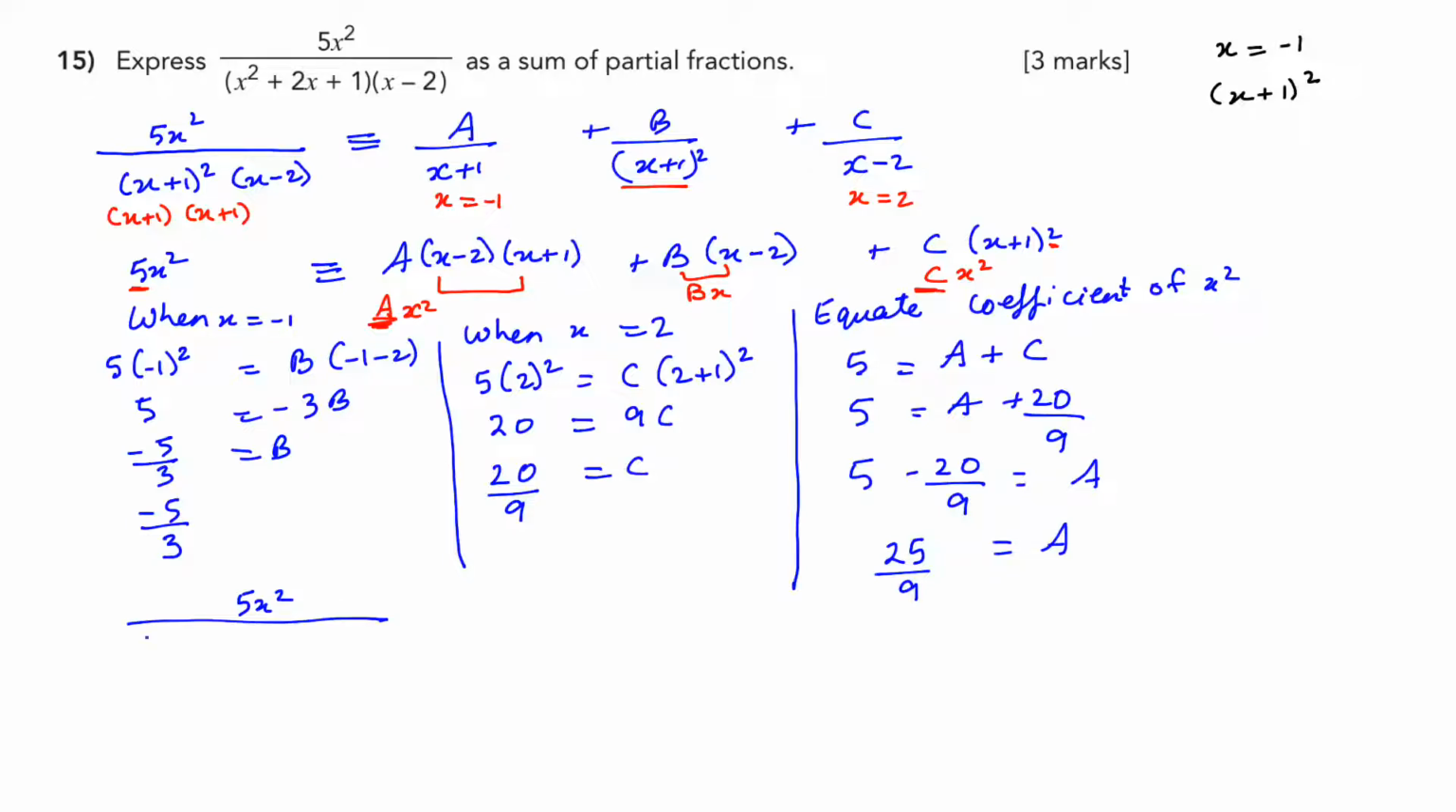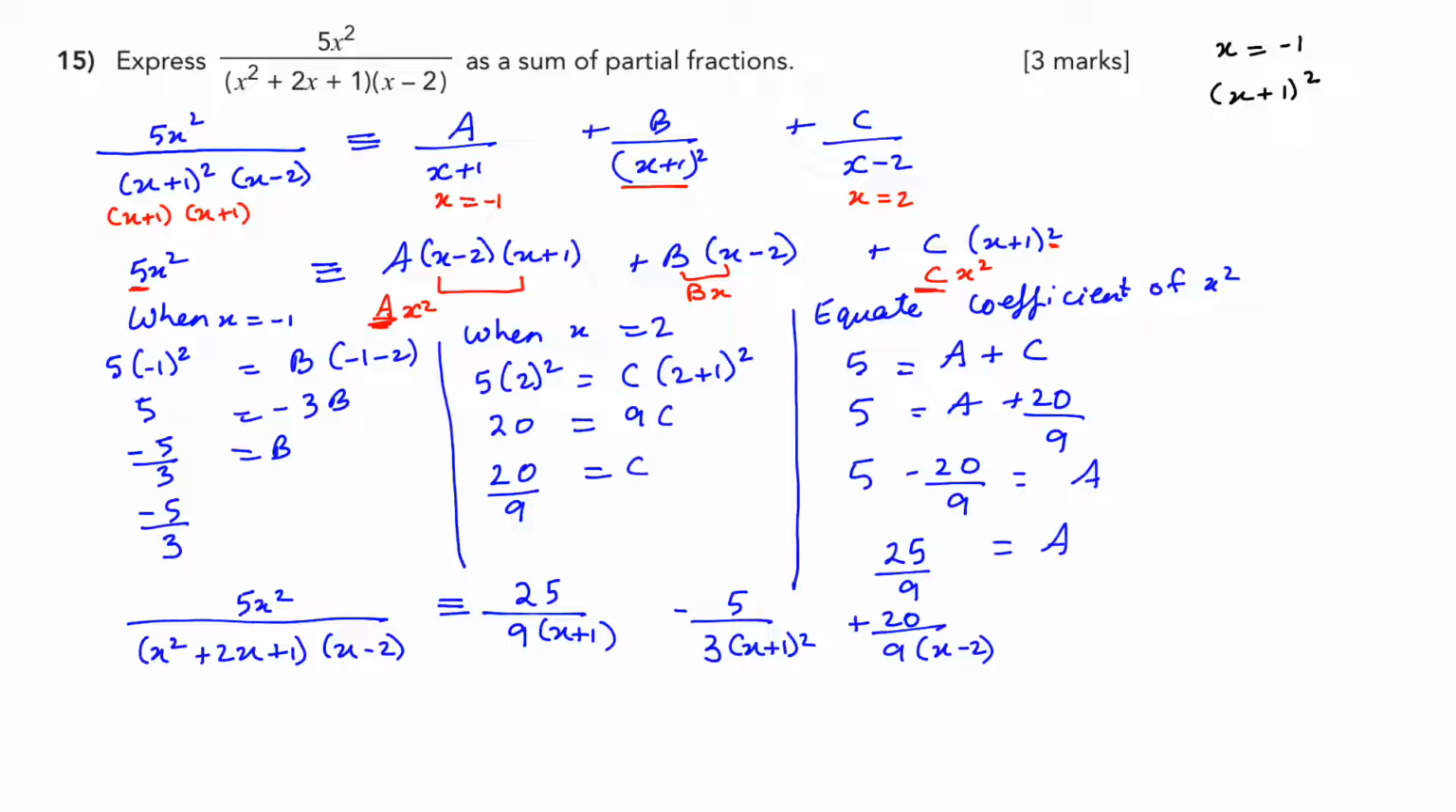You can write it in the factor form or the original question. And now we are going to replace our A, B, and C. What is our A? 25 over 9. So leave it like that, and the denominator of A is x plus 1. Then for B we have -5 over 3, x plus 1 square. And for C we have 20 over 9 bracket x minus 2. So we are done with this question.